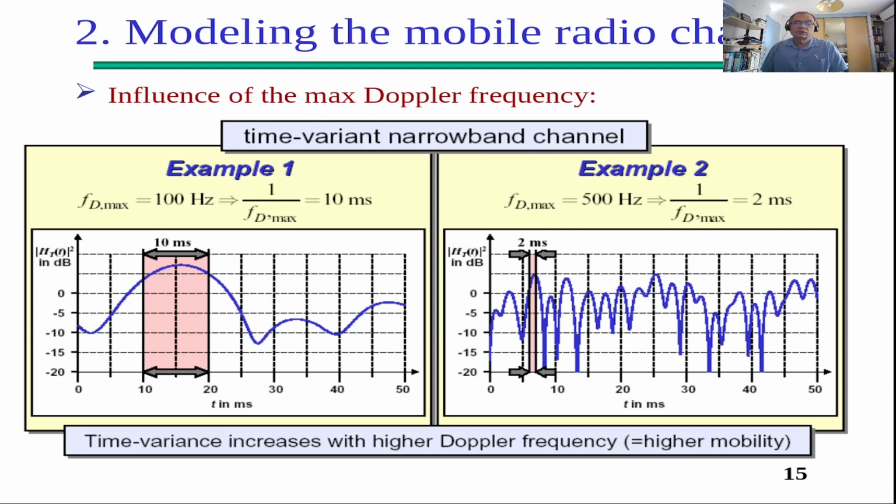So again, if we take two different values of the Doppler frequency, so different values of speed of your mobile, you see 100 Hz and 500 Hz, for example. It leads to the time stability region that you can observe on your transfer function. So time variance increases with higher Doppler frequency, so with higher mobility.